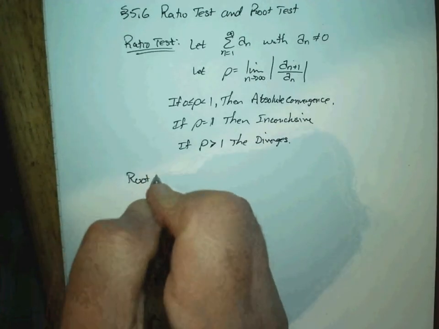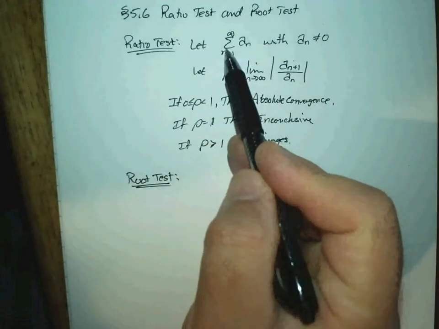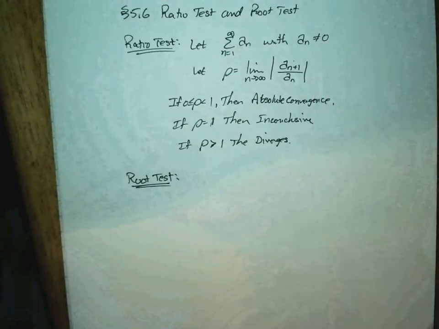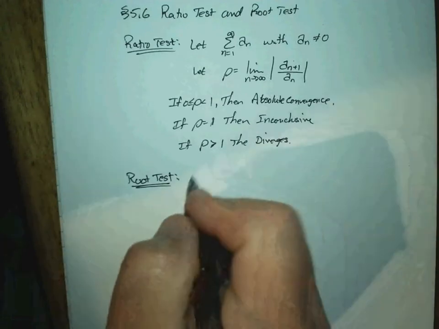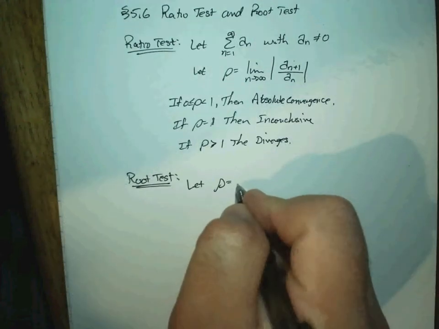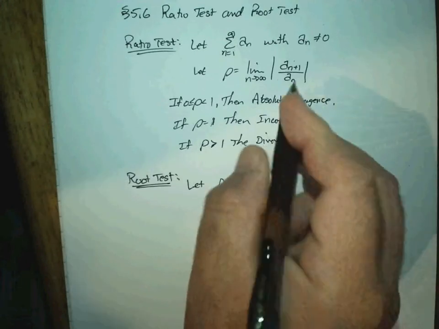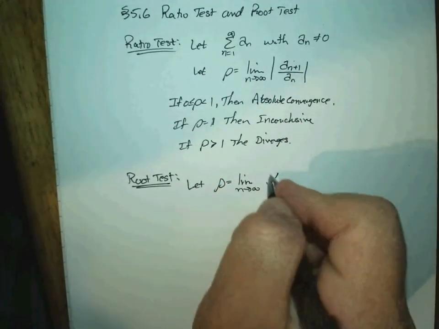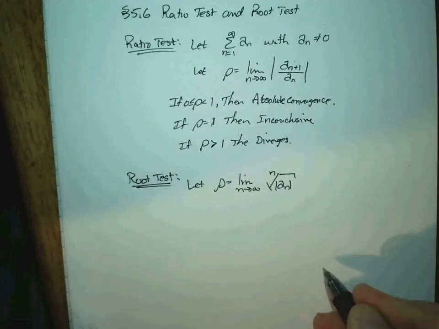Okay? Now, there is a related test called the root test, which is really the same test in a sense. It's the same test in the sense that it's the same setup as here. You have a series with non-zero terms, and you form the root, sorry, as rho, the limit as n goes to infinity. Instead of the ratio of 2, it's the nth root of the absolute value of the nth term. Hence it's called the root test.